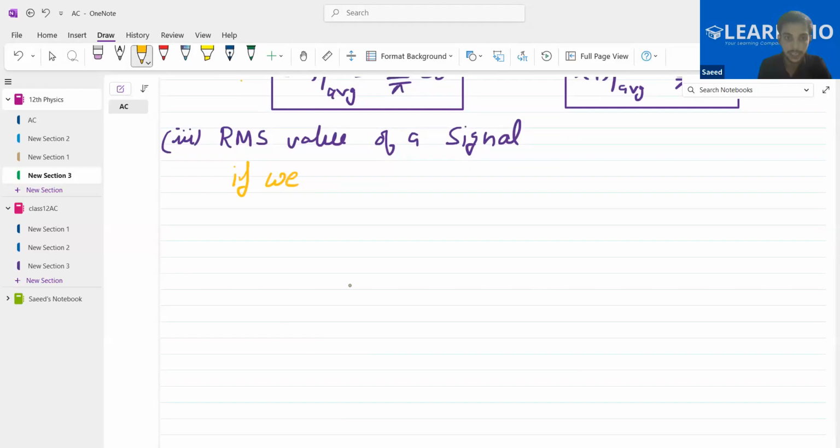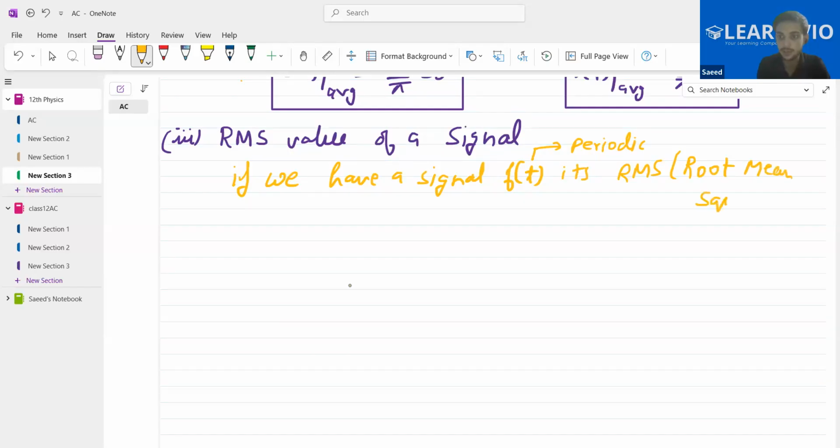If we have a signal f of t that is periodic, again, I'm talking about the periodic only, its RMS value. RMS stands for root mean square. Have you heard this before? It is the root mean square. The name itself suggests how to compute it, so we can compute it right now.